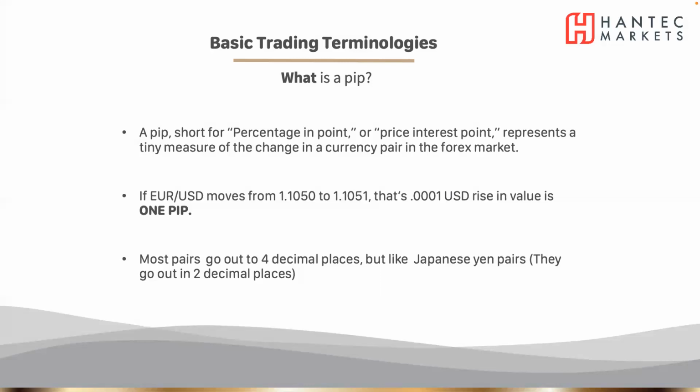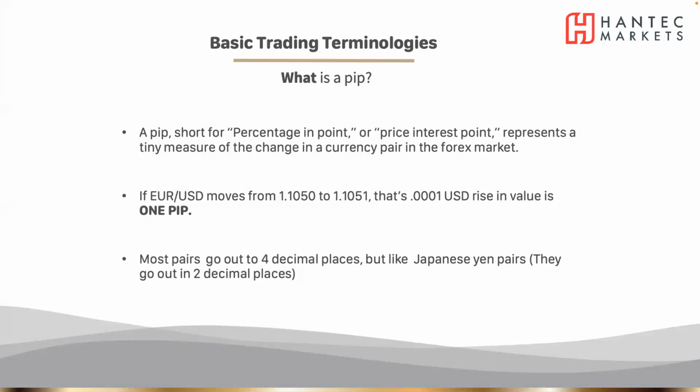So on the slide, it says a PIP is short for percentage in point or price interest point. It represents a tiny measure of change in a currency pair in the Forex market. I use Euro USD as an example because it's the most popular traded product that there is available at the moment. And it's very simple to understand how pips move on Euro dollar.